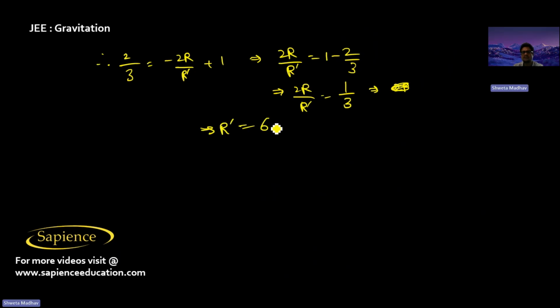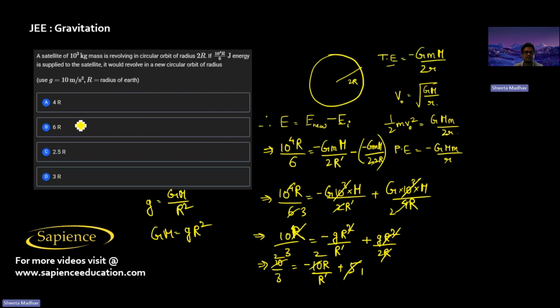plus 1. So it means that 2r by r dash is equal to 1 minus 2 by 3, that is 1 by 3. It means 2r by r dash is equal to 1 by 3. It means that r dash is equal to 6r. R dash equal to 6r. So option B is the correct answer.